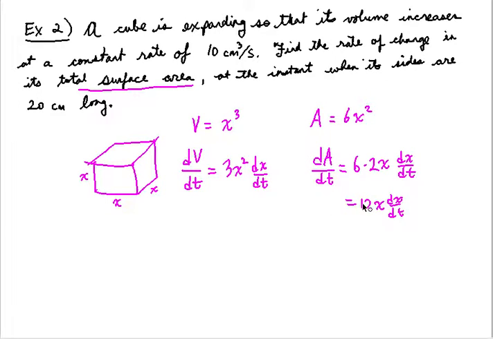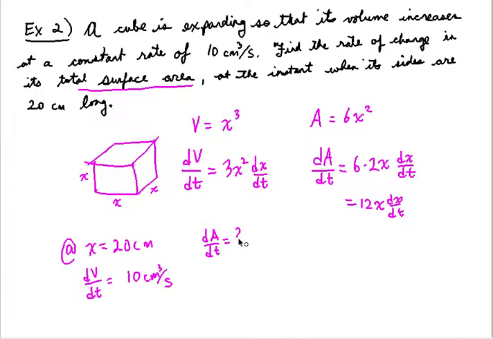So now we have two formulas. Are they related? Could we relate them? Yes. Let's see what information we have. We know that when x is 20 centimeters, dV/dt is a positive 10 centimeters cubed per second. And now I need to find dA/dt, right? This is what we're looking for. This is my goal.